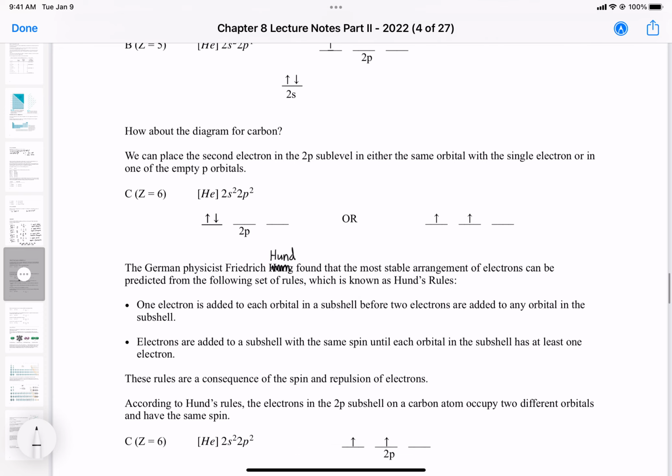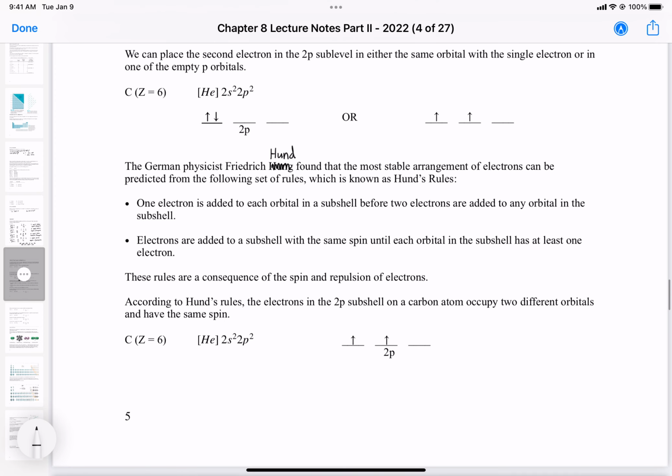Okay. So these rules are a consequence of spin and repulsion of electrons. So you shouldn't pair up electrons because it's more energetically favorable to avoid electron repulsion. So it's better to fill out an empty orbital because there's no other electron in the orbital, rather than pairing up the electron with another electron in the same orbital. Okay? So according to Hund's rule, we should place the 2 electrons in the p orbital for carbon in 2 different orbitals, like we see here.